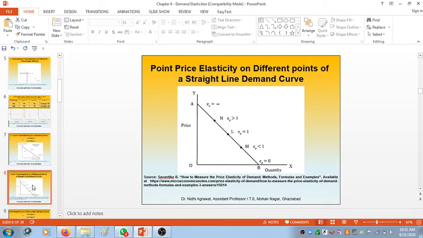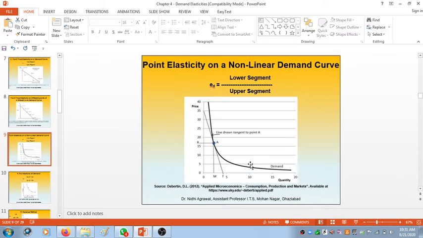So this example has been represented in this form. Multiple points we have taken, A, N, L, M and B, and at these respective points we have calculated the value of price elasticity of demand with the same formula we have applied, right?